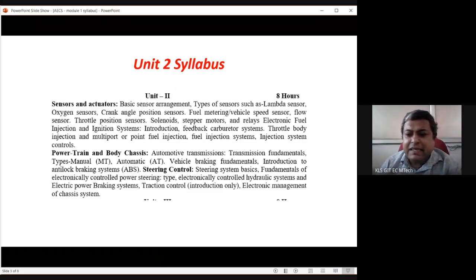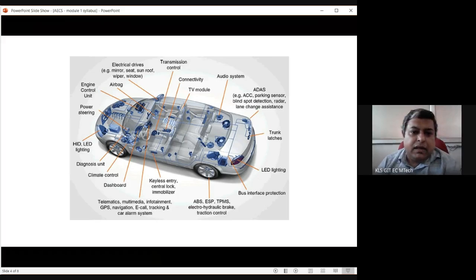Okay, we have very little time, some 5-7 minutes. I'll be showing you some diagrams very fast. Just go through very fast what all things you can find. Iram, will you please go through what all things are there. Yes, sir. Start from this point, electrical drives, top left. Transmission control, connectivity, TV module. One thing I'll tell you: this slide I will send to you today. So this is one diagram, and I'll tell you how to read it.